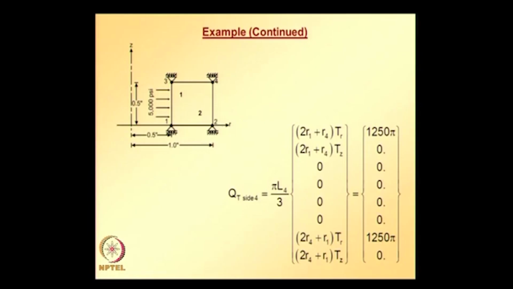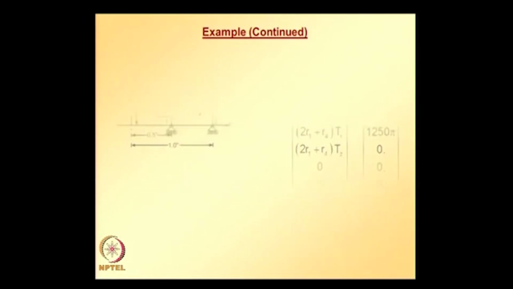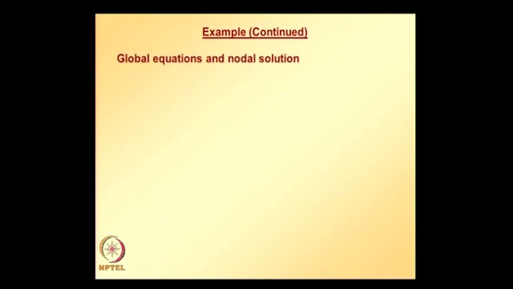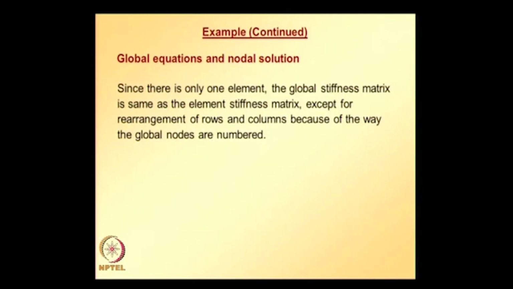So, now we got the equivalent nodal load vector and we got the element stiffness matrix. So, we are ready to assemble global equations and get the nodal solution. Since there is only one element, the global stiffness matrix is the same as the element stiffness matrix, except for rearrangement of rows and columns, because of the way global nodes are numbered. Global node 4 corresponds to local node 3 and global node 3 corresponds to local node 4.